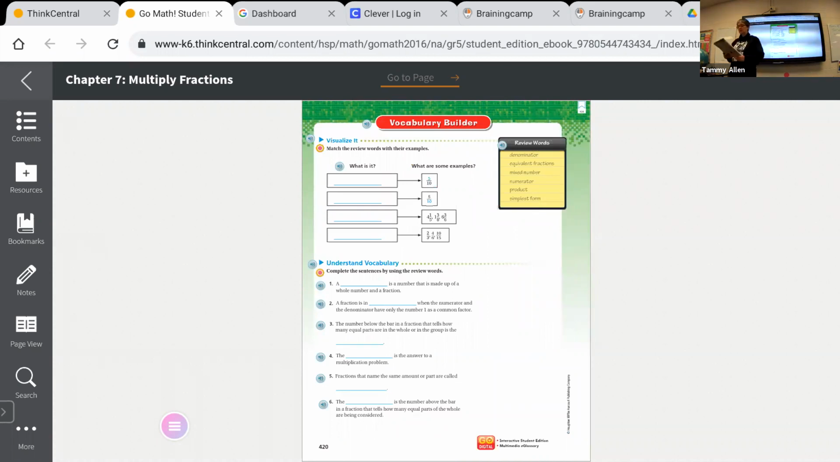The first one would have been indicating the numerator. The second one, the denominator. The third one, those are examples of mixed numbers. And the fourth one, they're examples of equivalent fractions.